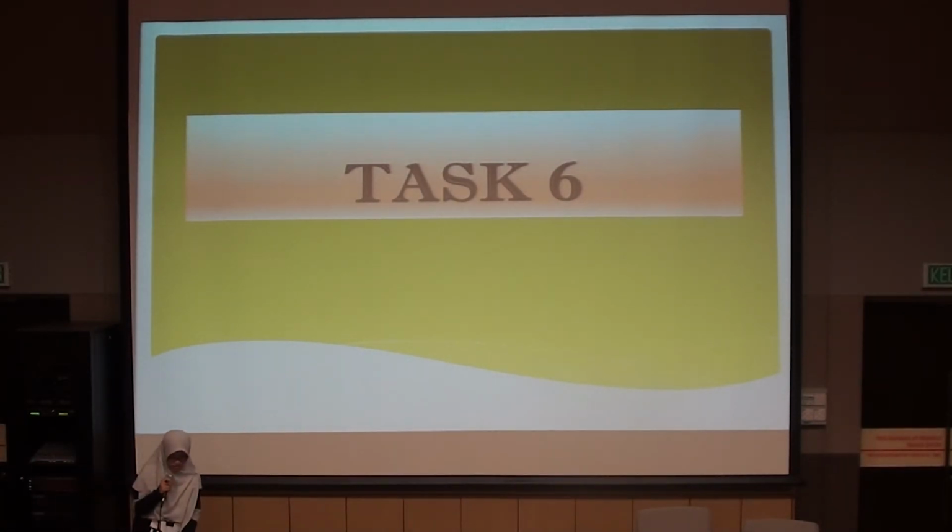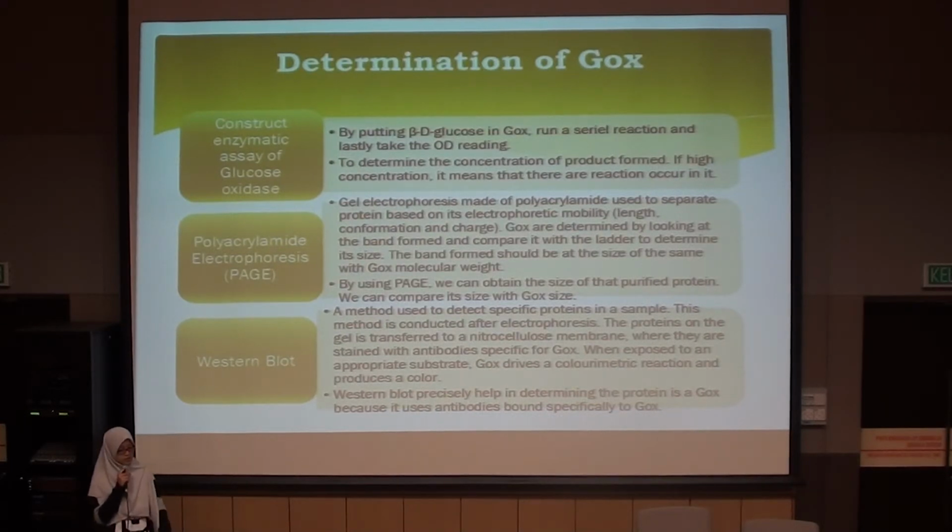For task 6, one of the methods is constructing an enzymatic assay of glucose oxidase. The method is polyacrylamide gel electrophoresis followed by Western blot. Western blot is a method used to detect specific proteins in a sample, conducted after electrophoresis. The proteins on the gel are transferred to a nitrocellulose membrane where they are stained with antibodies specific for GOX. When exposed to an appropriate substrate, GOX drives a colorimetric reaction and produces a color. Western blot precisely helps in determining that the protein is GOX because it uses antibodies bound specifically to GOX.